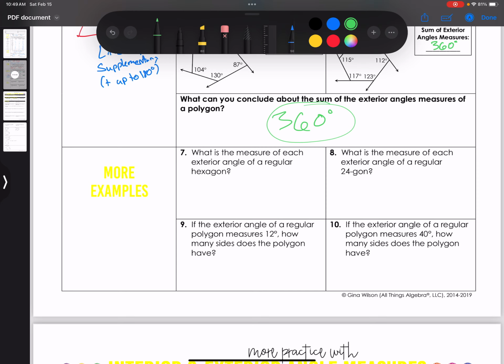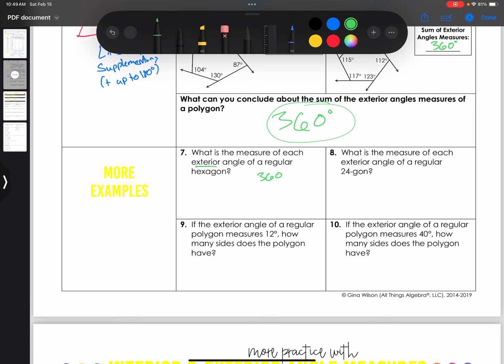The only real curveball I can throw with this is to talk about regular polygons. Again, all the angles are going to be the same. If all the interior angles are the same, that means all the exterior angles are also the same. Number 7 is asking, what is the measure of each exterior angle of a regular hexagon? For this one, we know all of the exterior angles will add up to 360 degrees. We know that. It's a fact.